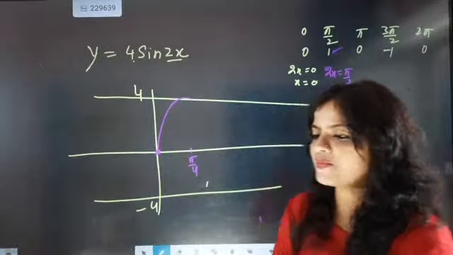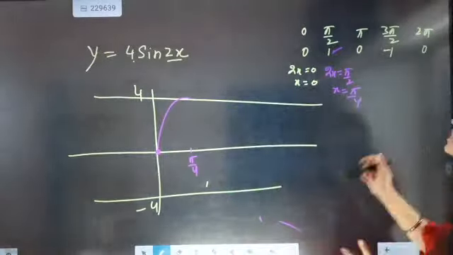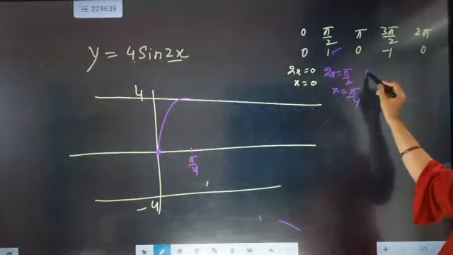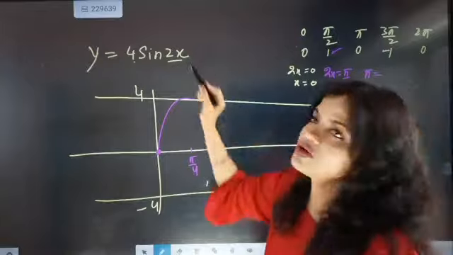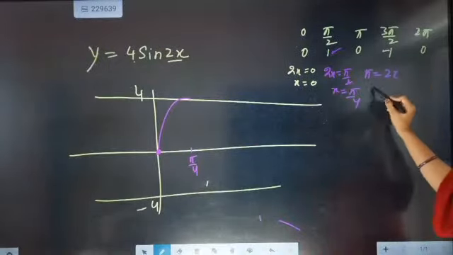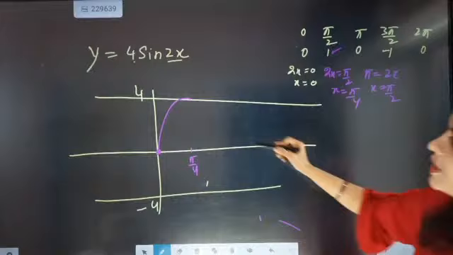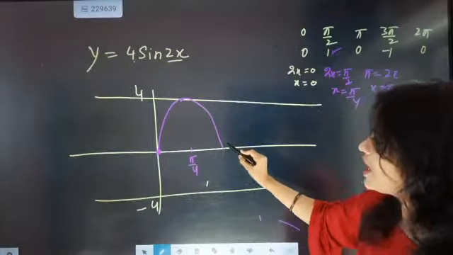Okay, today 100% I am going to post in the community post, beta. Now the second one: pi will be equal to 2x, so x will be equal to pi by 2. So 100% it is going to become 0 at pi by 2.